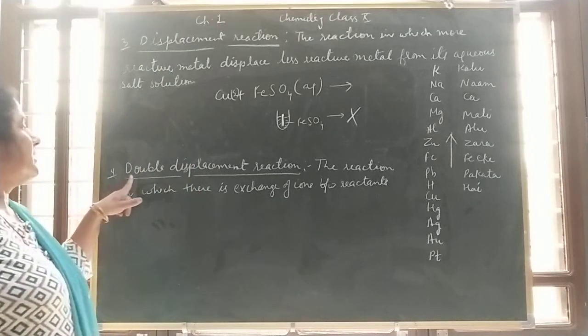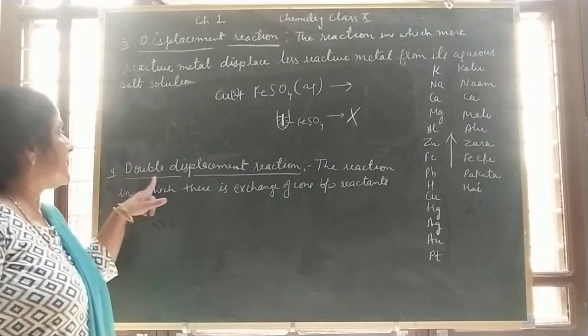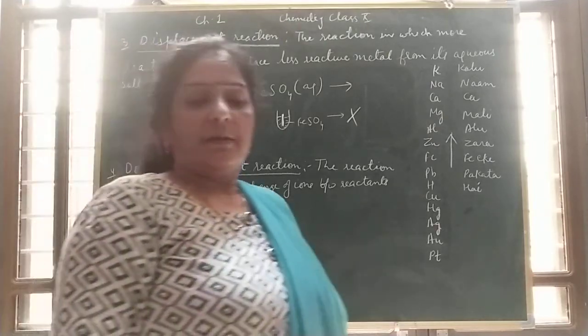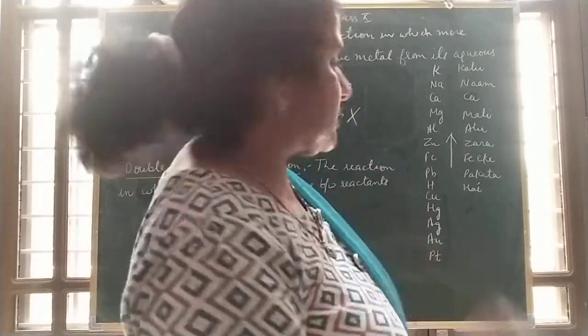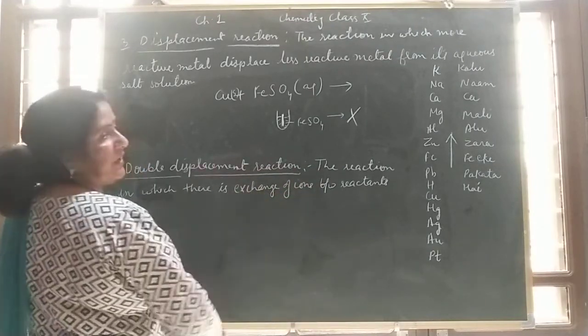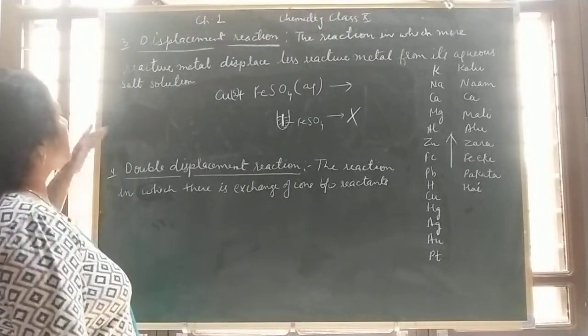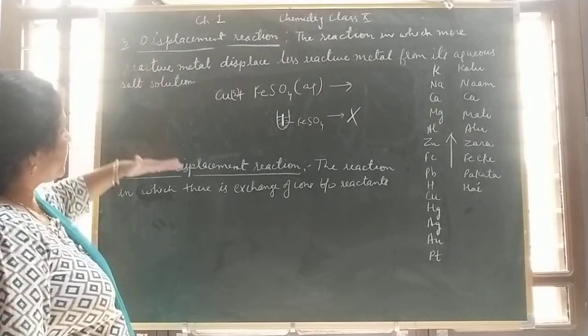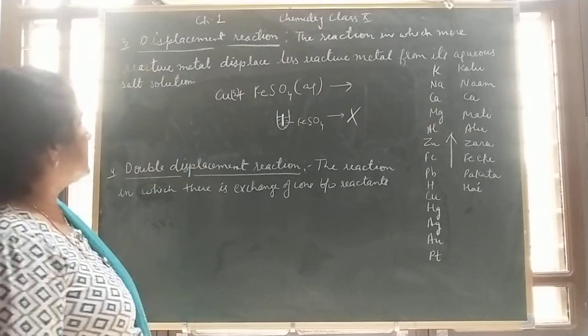Now next, the fourth type of reaction is double displacement reaction. Now what is double displacement reaction? The reaction in which there is exchange of ions. I will tell you the difference between this displacement and double displacement reaction also.